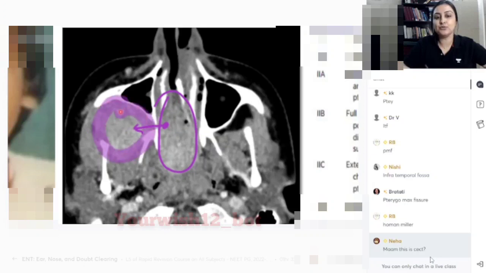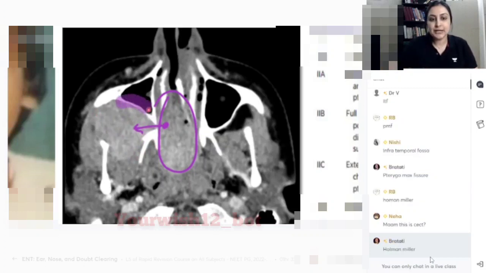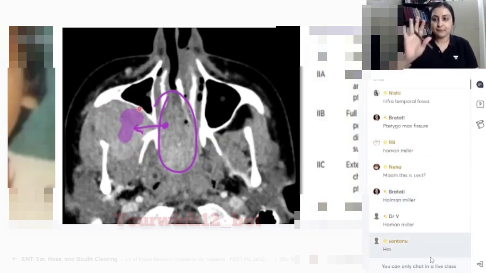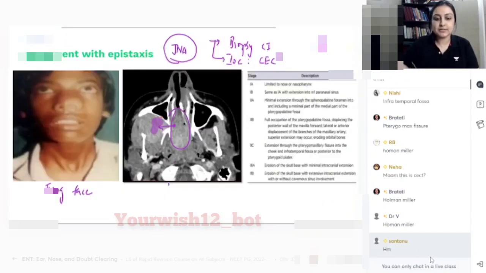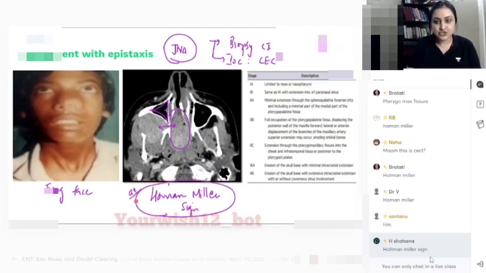Can you see this white tumor which is pushing the maxillary sinus anteriorly? Yes, this is CECT, because you're seeing the mass is white, right? Why are we giving contrast? Because it's a vascular tumor. Got it? So it is pushing the maxillary sinus from behind to the front. This bowing of the posterior wall of the maxillary sinus is called Holman-Miller sign. How many of you are FMG aspirants here? This was your last year's question, asked multiple times. This is the Holman-Miller sign which is seen in JNA.